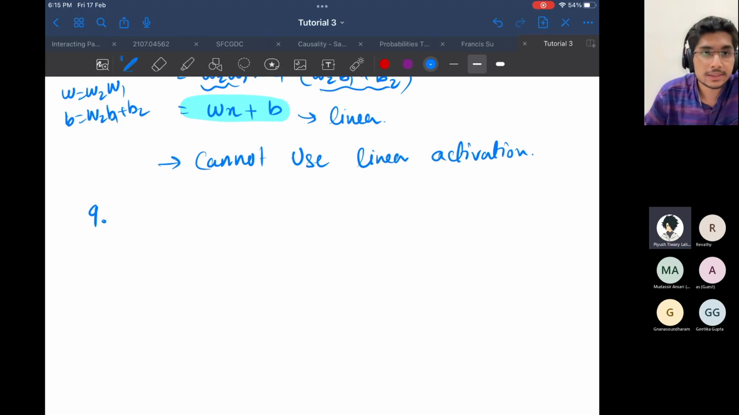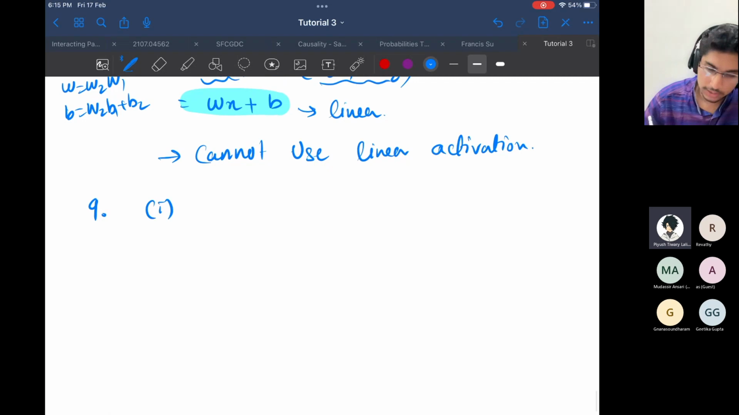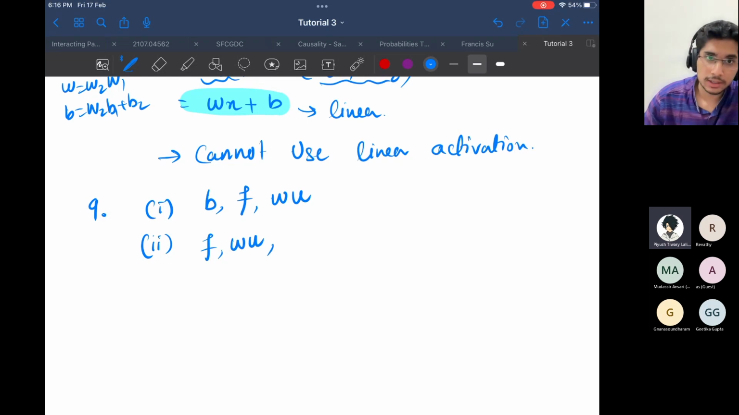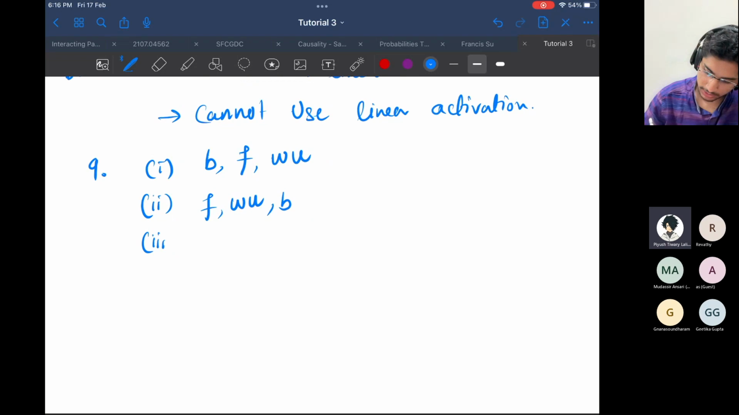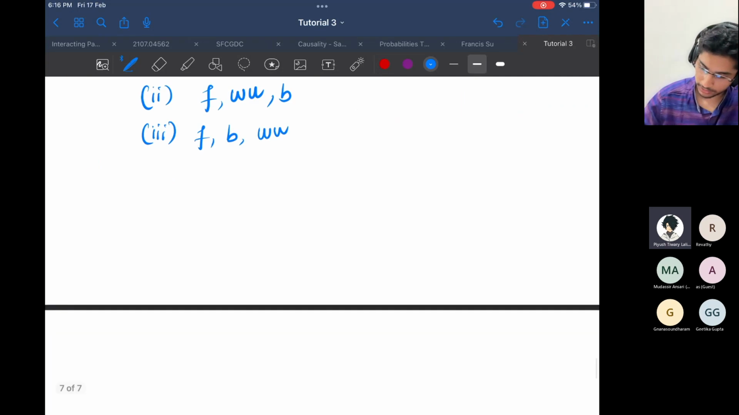Okay, so the ninth question is: which of the following steps, in the proper order, constitute the training of a feed forward algorithm? Let me use short forms. The first option is backward, forward, and weight update (WU). The second option is forward, weight update, and backward. The third option is forward, backward, weight update. The fourth is backward, weight update, forward.